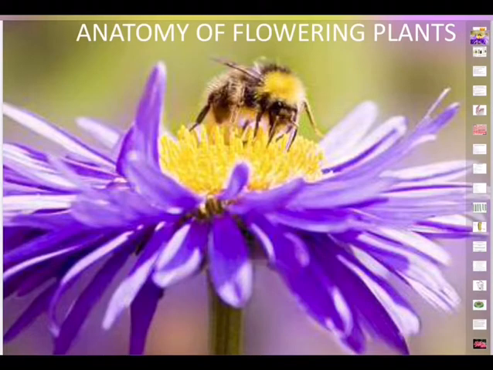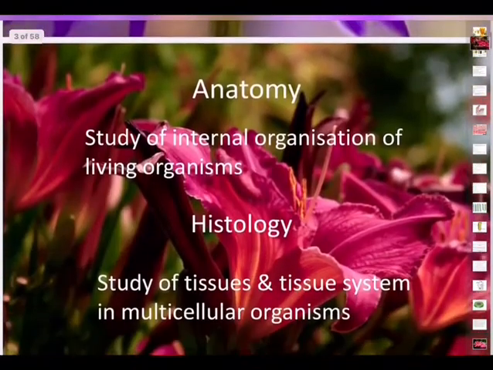Morphology, I said, is the study of external features of a plant or an animal. In this session, we are going to talk about anatomy of flowering plants, means study of internal organs, tissues and their properties. So basically, this should have a background of histology, means study of tissues and properties. So based on that, we go for the anatomy. Let's see what is happening.